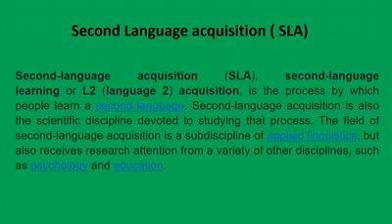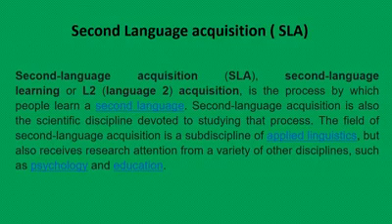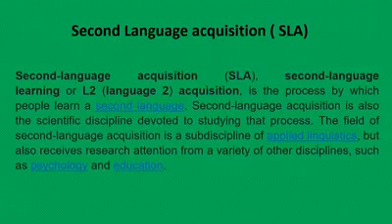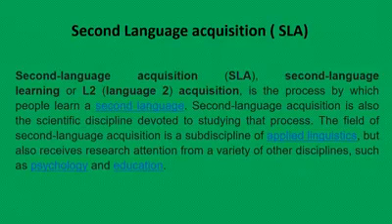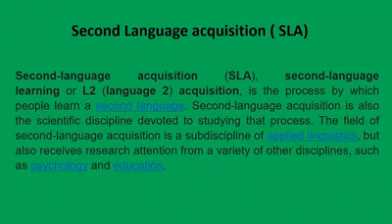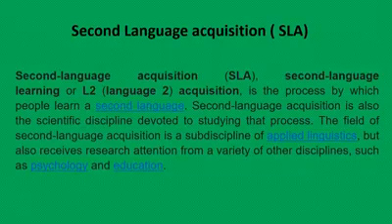Second Language Acquisition or SLA is L2 acquisition, that is second or another language rather than the native language, is the process by which people learn a second language. Second language acquisition is also the scientific discipline devoted to studying that process. The field of second language acquisition is a subdiscipline of applied linguistics, but also receives research attention from a variety of other disciplines such as psychology and education.